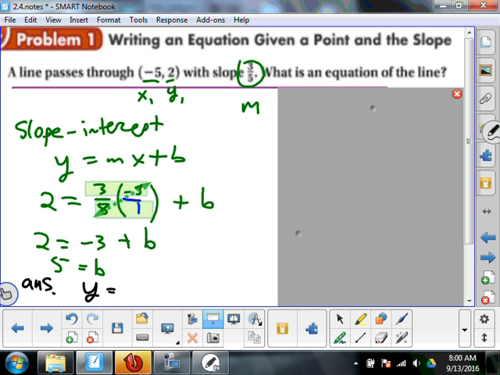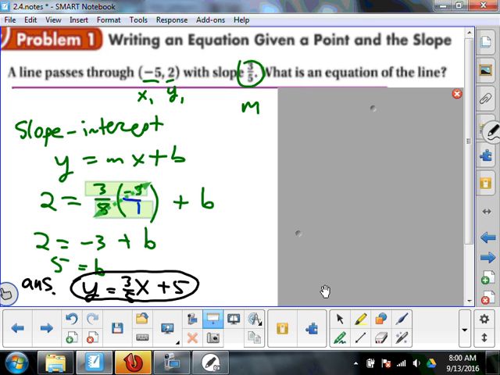Y equals mx plus b. Well, what's my m? 3/5, that's given. So y equals 3/5 x, and then plus b. So then what? Plus 5. Okay, so that's the way the cookie crumbles. That's the way I like it. That is what you probably did in algebra before you learned about point slope form, right?